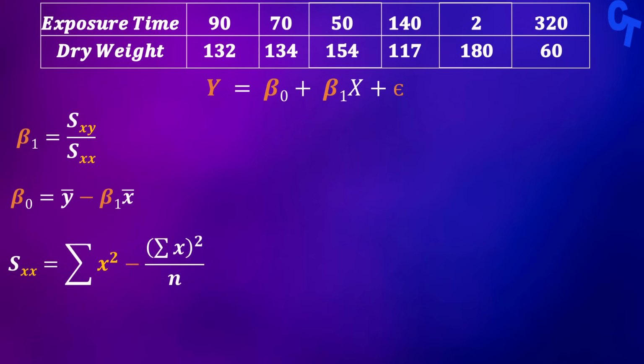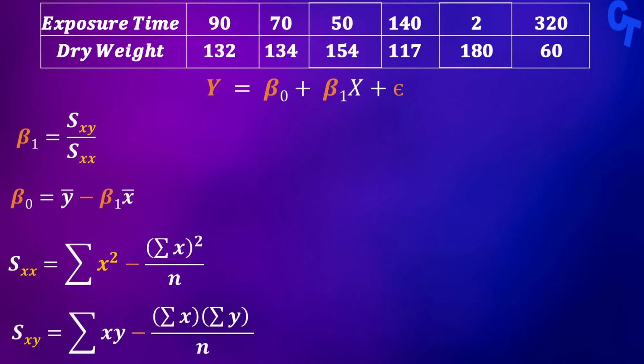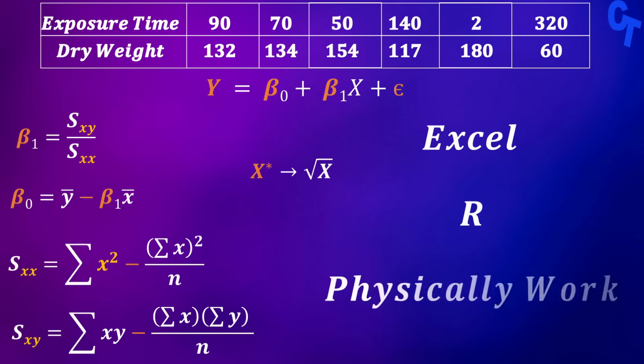Sxx is obtained by taking the summation of x squared minus the square of the summation of x over n. Sxy is the summation of xy minus the product of the summation of x and the summation of y over n. Now let's transform root x to x star. To compute linear regression, we can use software such as Excel, R, or work physically without software, which is what we are going to do.